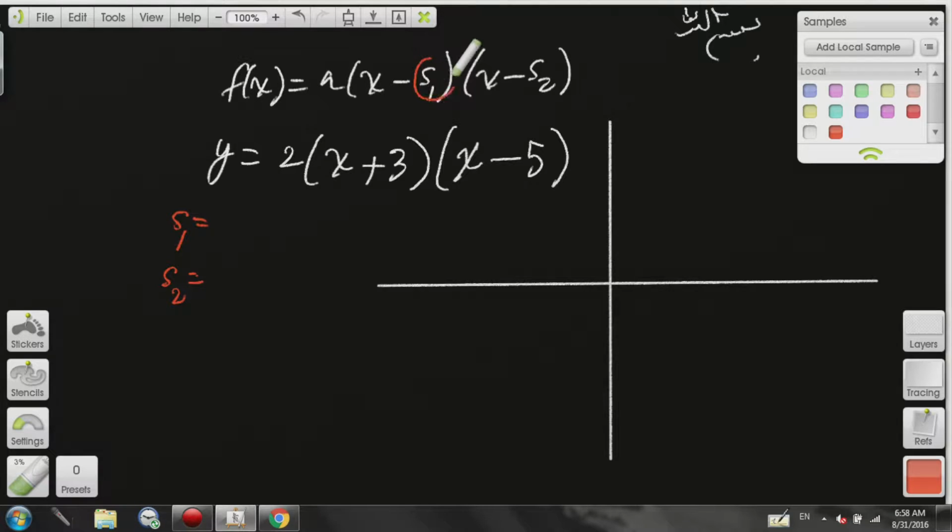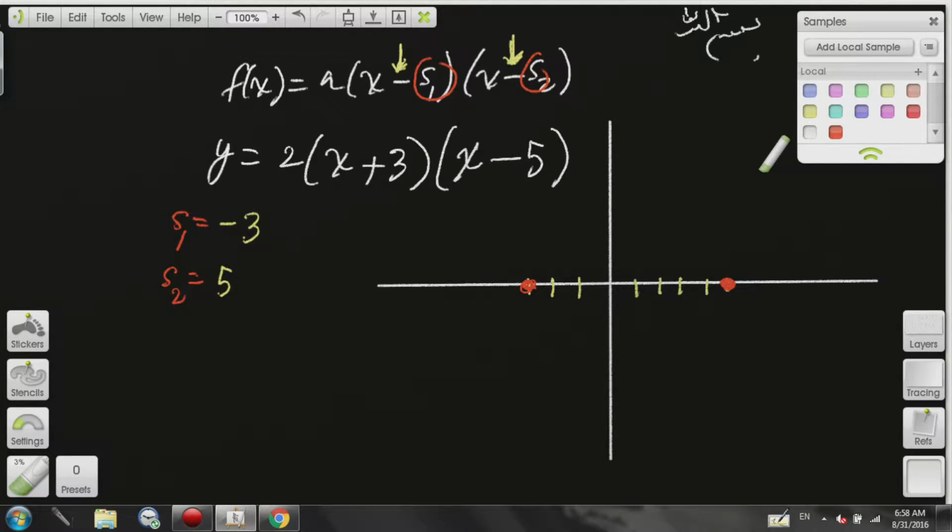The X-intercepts are here, and they're both minus. You just don't look at this minus here. So S1 is like negative 3. It's not 3. And S2 here is 5. So those are the two X-intercepts. So here it is 1, 2, 3. That's negative 3. That's one X-intercept, and then 1, 2, 3, 4, 5, that's the other X-intercept. Okay, so now we got the X-intercepts. Okay, so what do we do now?